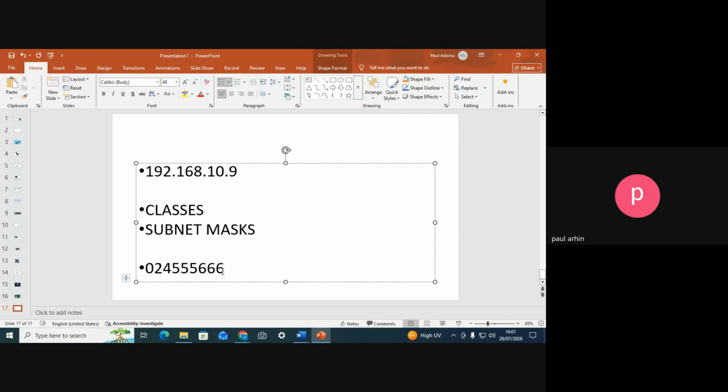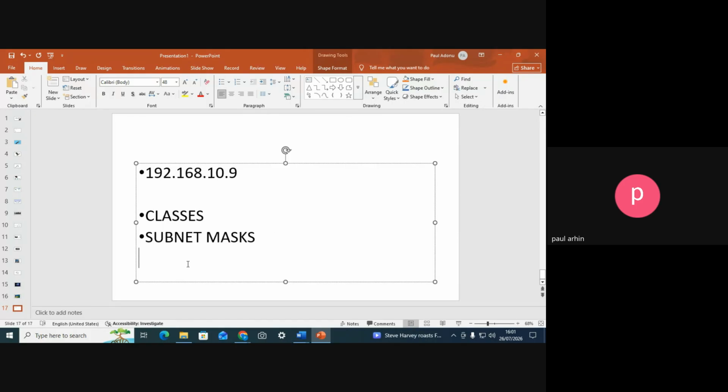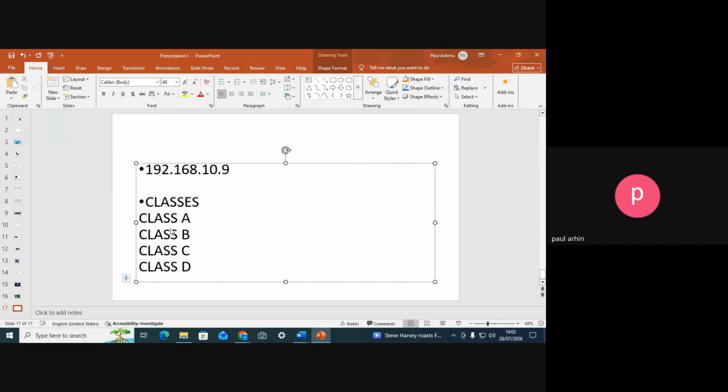So in classifying it, let's pick the classes. The subnet mask will lead us to something else called segmentation. So that one we'll do today. But then let's deal with the classes. In IP addresses, there are 5 different classes. We have class A, class B, class C, class D, and class E. Five of them.